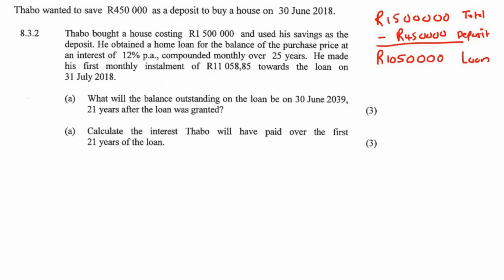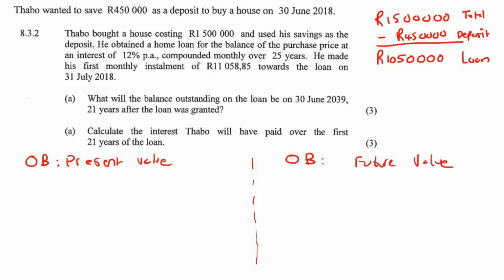Now, if you watch some of my lessons, you know that there are two ways to calculate outstanding balance, OB for short. There is a present value method, and there is a future value method. So, in the present value method, you're literally just going to use the present value formula.